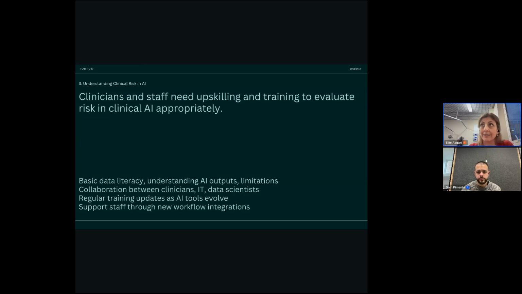So if you have an AI technology that helps with reading X-rays, how is that going to affect the clinician? How is that going to affect the workflow? Would the clinician then be asked to see more, review more X-rays?